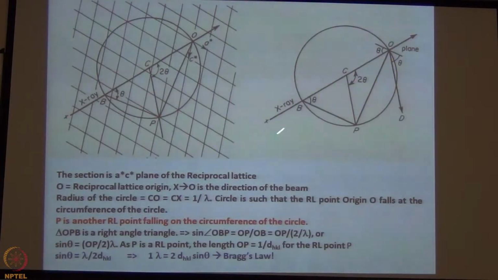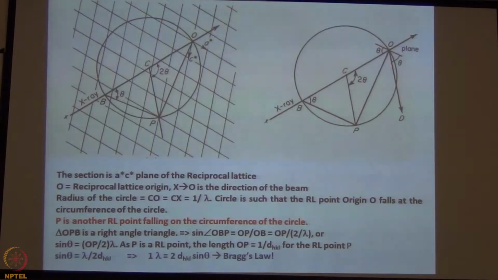Now if we look at this diagram, the X-ray beam falls on that plane at angle theta, and it should diffract in the direction of OD. So this would be the diffraction direction, which is then parallel to the direction CP, because when this angle is 2 theta, this angle is also 2 theta. So this will be the direction of X-ray diffraction.